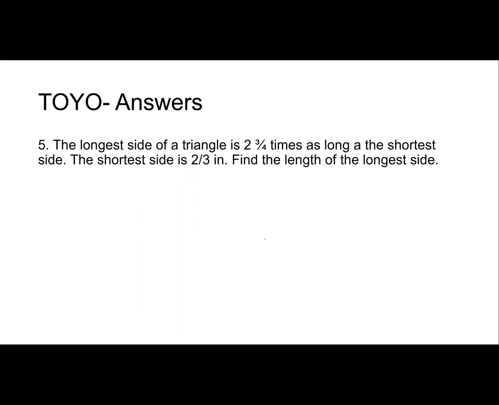Who's got this one for me? All right, Kylie, help me out. Can you read it out loud, please? The longest side of a triangle is 2 3/4 times as long as the shortest side. The shortest side is 2/3 inches. Find the length of the longest side. All right, what do I do? I did 2 3/4 times 2/3.